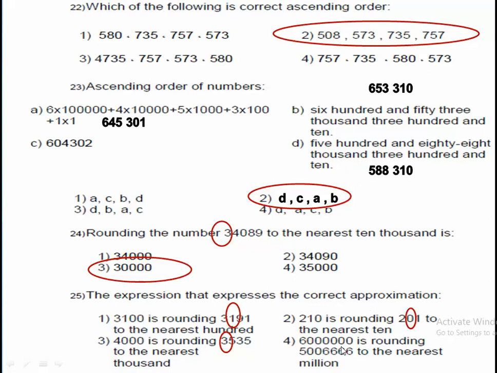6 million. Okay, here we have 5 million and 6,666. Okay, to the nearest million we will circle 5. The next digit will not change this, so it can't be 6 million. Okay, so the right answer will be number 3.